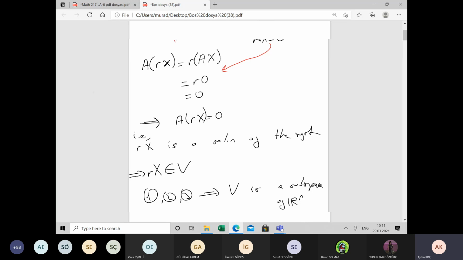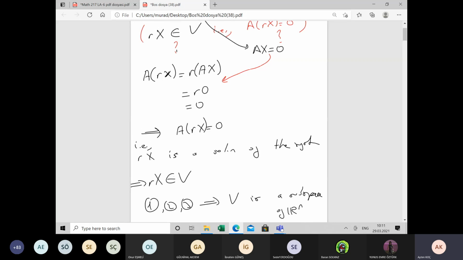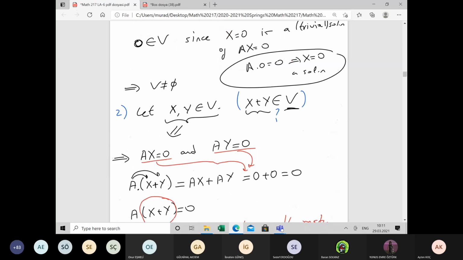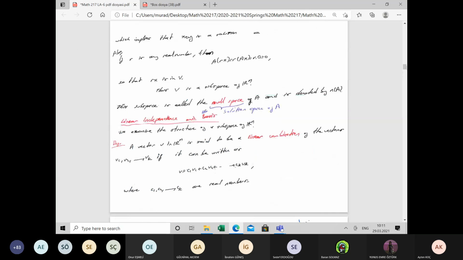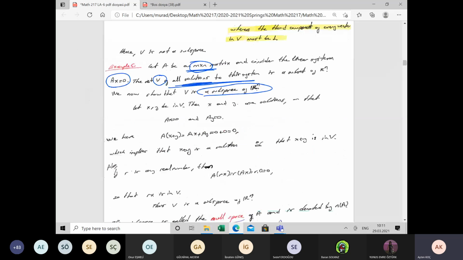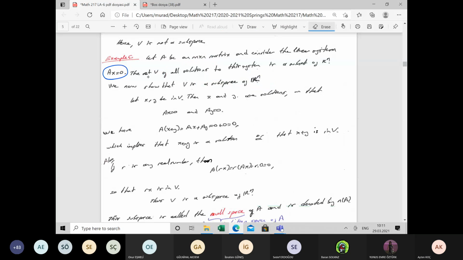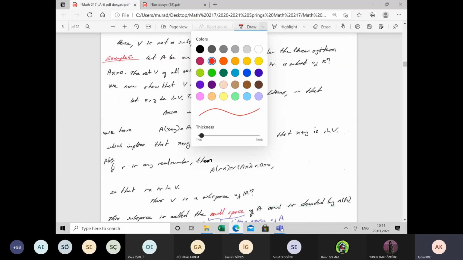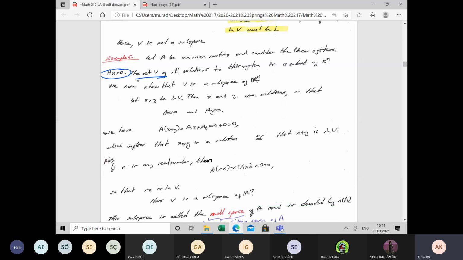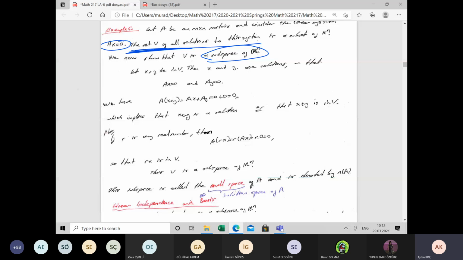Let's come back to our question. They take the homogeneous system and find all solutions of the system. V is the set of all solutions of this system. This one is a subspace. This subspace is called the special subspace, called the null space or solution space of A. It is an important space.